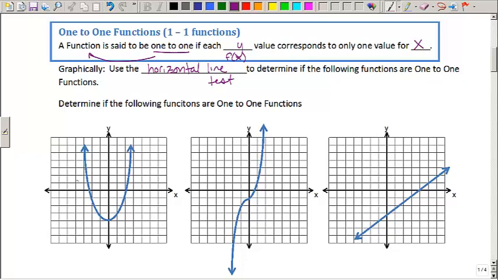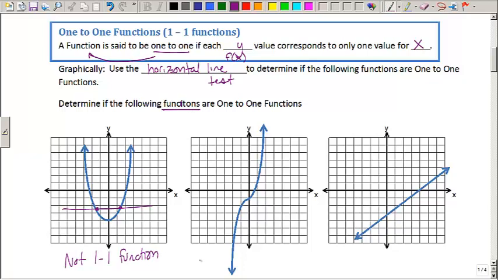These are already all functions. Every single one of these passes the vertical line test, and we can now proceed to determine if these functions are one-to-one functions. So I'm going to pass a horizontal line through the graph, and on the first graph I notice that when I pass a horizontal line, it intersects my graph at more than one place. So this is a function, but it is not a one-to-one function.